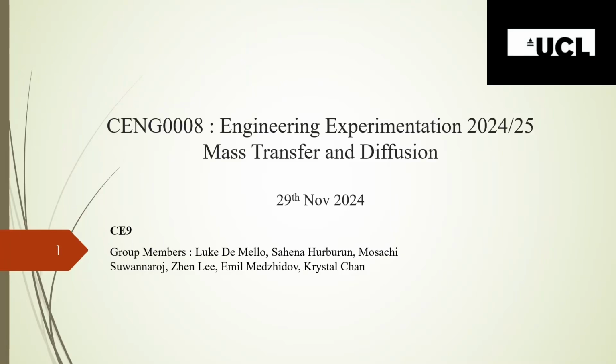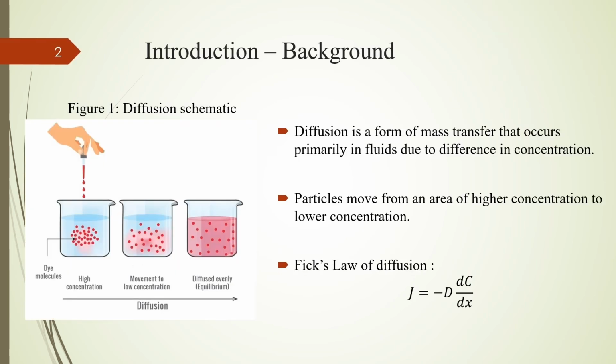We are Team CE9, and in this video we will be presenting an experiment that demonstrated mass transfer and diffusion in liquids and gases. So, first of all, what is diffusion? Diffusion is a form of mass transfer that occurs primarily in fluids due to a difference in concentration, where particles move from an area of higher concentration to lower concentration.